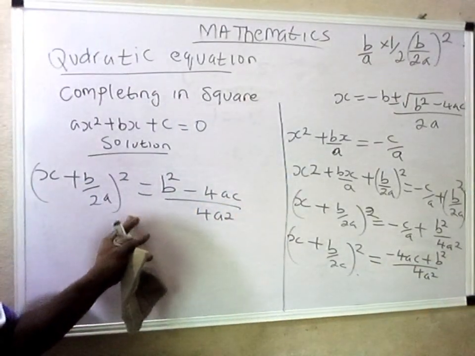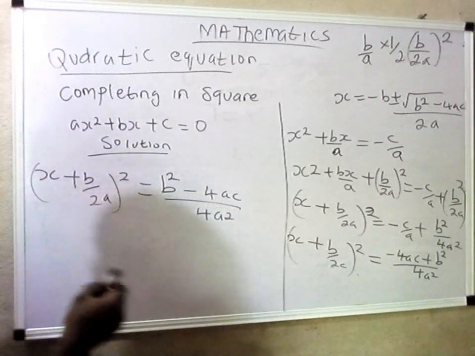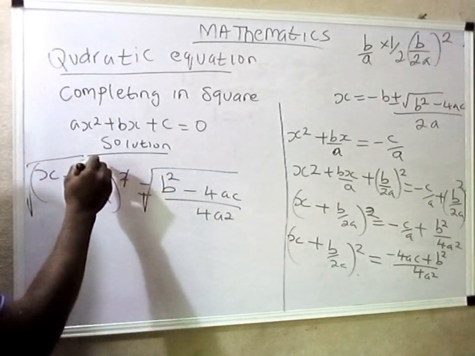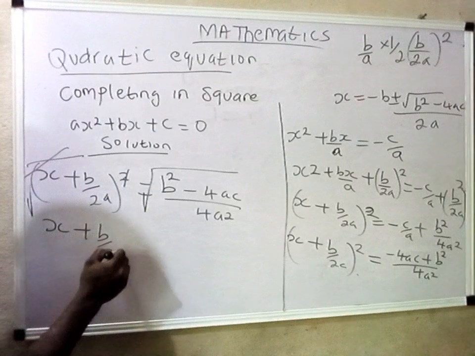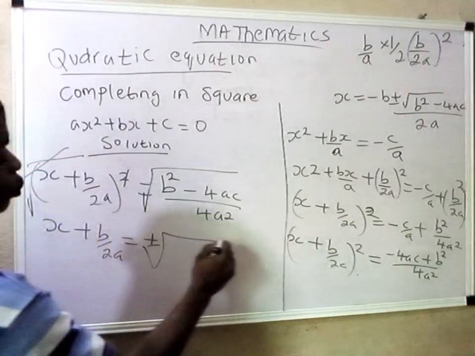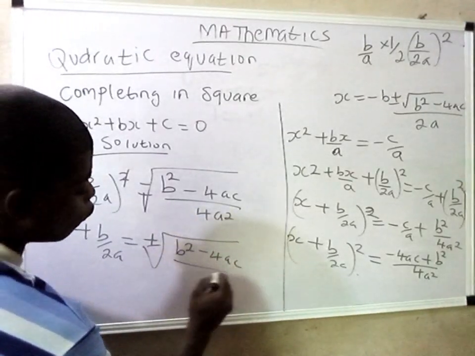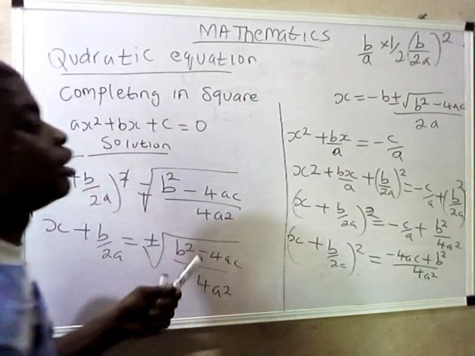The next step you take is to put the square root on both sides, because we want to solve and break this down. We have to remove the square, so put the square root on both sides. The square cancels the square root. x plus b over 2a equals plus or minus the square root of b squared minus 4ac over 4a squared. Okay, let's clean this side.